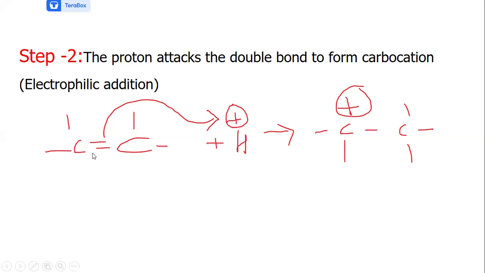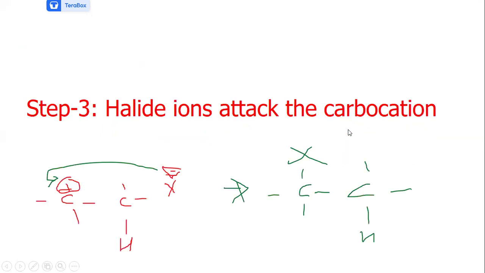This is the alkene, the double bond, with high electron density. So these electrons attack this proton and form a positive charge on this carbon. Halide ions attack the carbocation. This negative charge attacks this positively charged carbocation and forms alkyl halides.